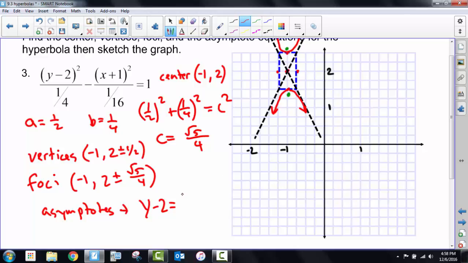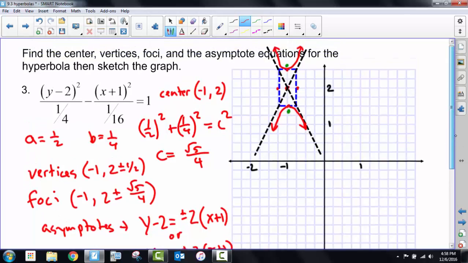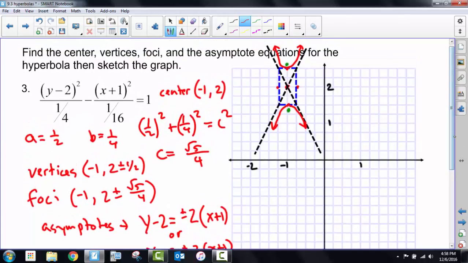Our slope is 2. So it's plus or minus 2 times the quantity x plus 1. Now, some teachers might prefer that you go ahead and move that 2 to the other side and make it 2 plus or minus 2 times x plus 1, something like that. For me personally, I'm okay with either of those forms, but talk to your teacher to make sure they aren't picky about something like that. All right, and I think we've covered that one.